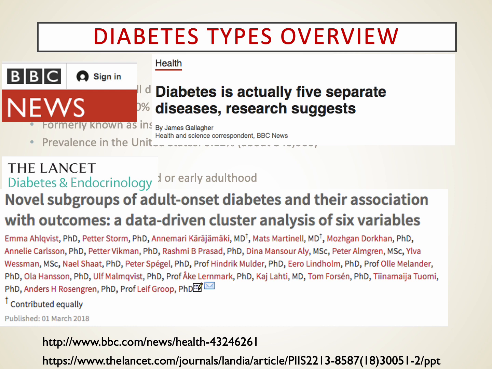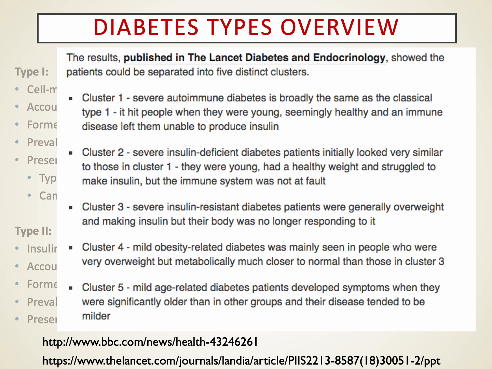About a year ago or so, there was a publication in Lancet that began to look at subsets of diabetes more than the classic type 1 and type 2. And within those subsets or clusters, they identified classic type 1, where there's often a severe autoimmune basis to diabetes, and also a severe insulin-deficient diabetes, which look like cluster 1, but they may vary in their presentation.